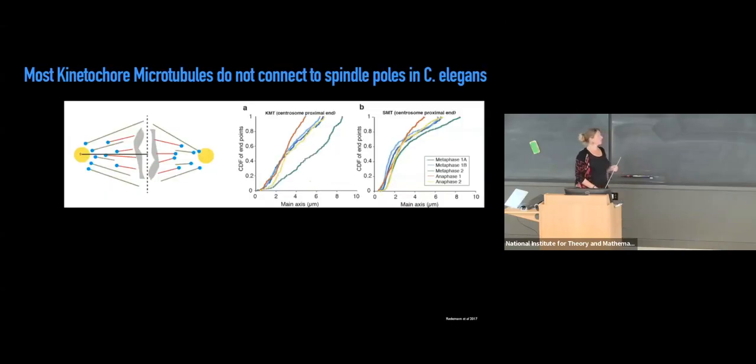And so what this told us is that most of these kinetochore microtubules are actually not attaching to the spindle poles in C. elegans, right? Another way to look at it is just looking at the end distribution. And you see this here.